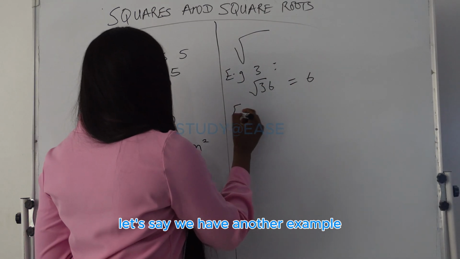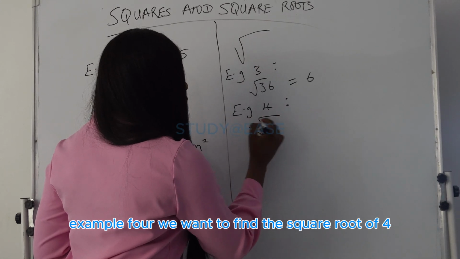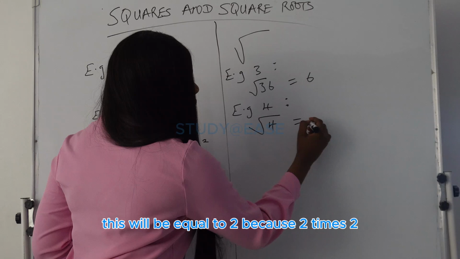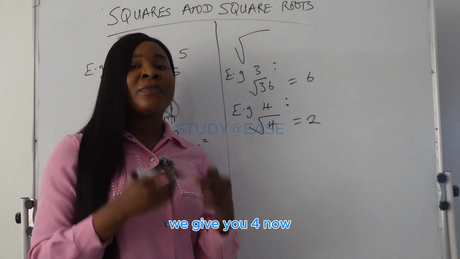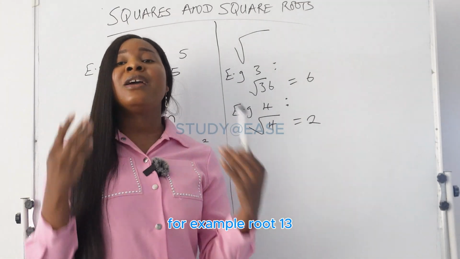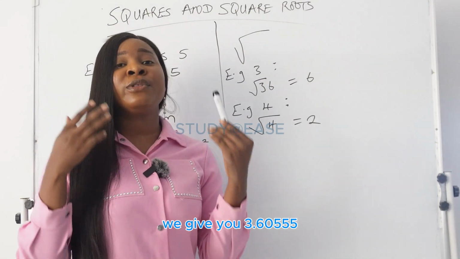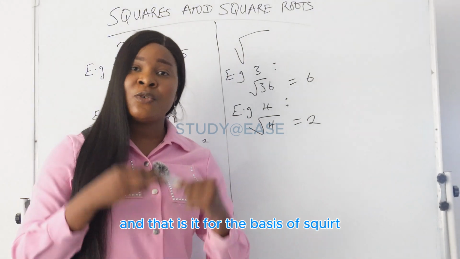Let's say we have another example, example 4. We want to find the square root of 4. This will be equal to 2 because 2 times 2 will give you 4. Now, not all numbers have a square root that is an integer. For example, root 13 will give you 3.60555, and that is it for the basics of square roots.